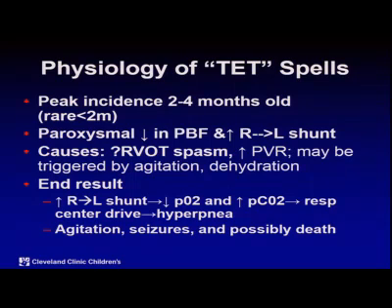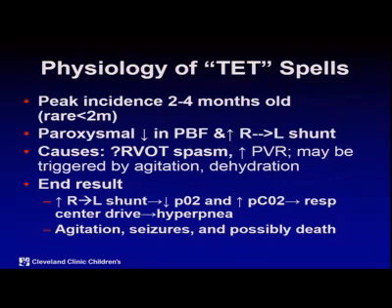So TET spells typically happen at a peak incidence of 2 to 4 months of age, rare before 2 months. They usually happen as paroxysms of decrease in pulmonary blood flow and therefore increase in right to left shunting across the VSD. We speculate that it's due to spasm of the right ventricular outflow tract muscle or increased pulmonary vascular resistance, and it can be triggered by things like agitation and dehydration.